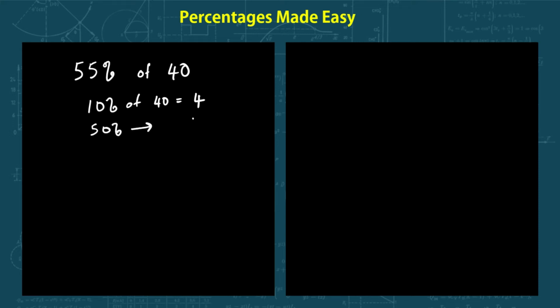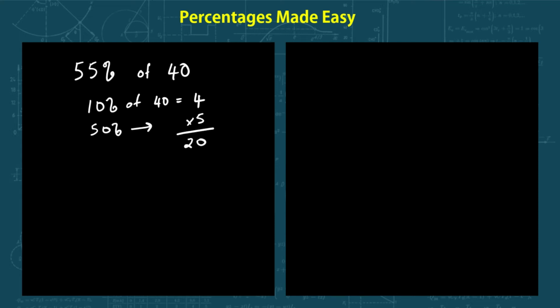Next, tip number 2. If I have to find 55% of, say, 40. Now there's no 0 here. Okay, we'll start again with 10% of 40, which is basically 4. Then we want, let's finish 50%, which gives me 4 times 5, which is 20.